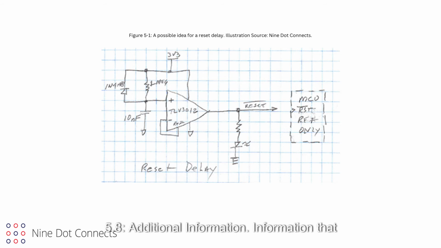5.8. Additional information. Information that helps support any of the requirements is encouraged to be added, such as circuit drawings, tables, charts, and references to supporting documentation. It is important that the reader is aware that this information is not an actual requirement. For example, if one has a preliminary idea for a circuit, it will help to have it added to the document. The statement within the document could read as follows. The circuit shall contain a reset delay. An illustration of a possible reset delay is presented.